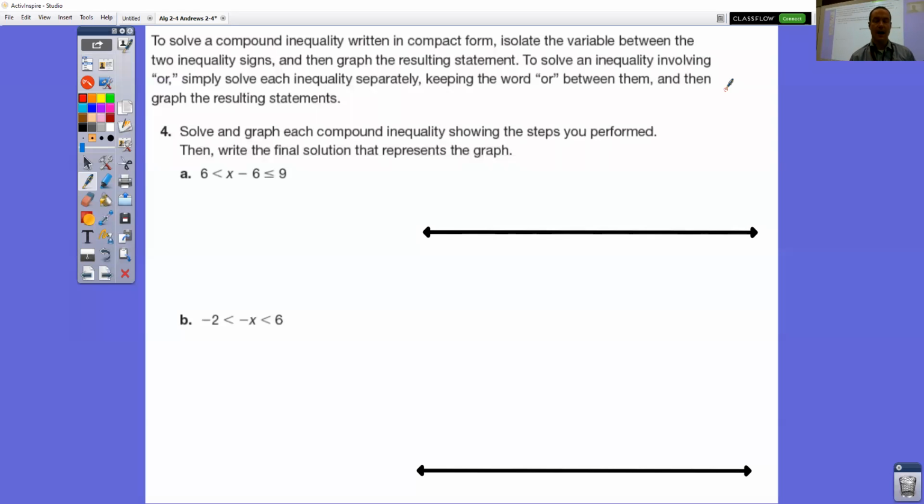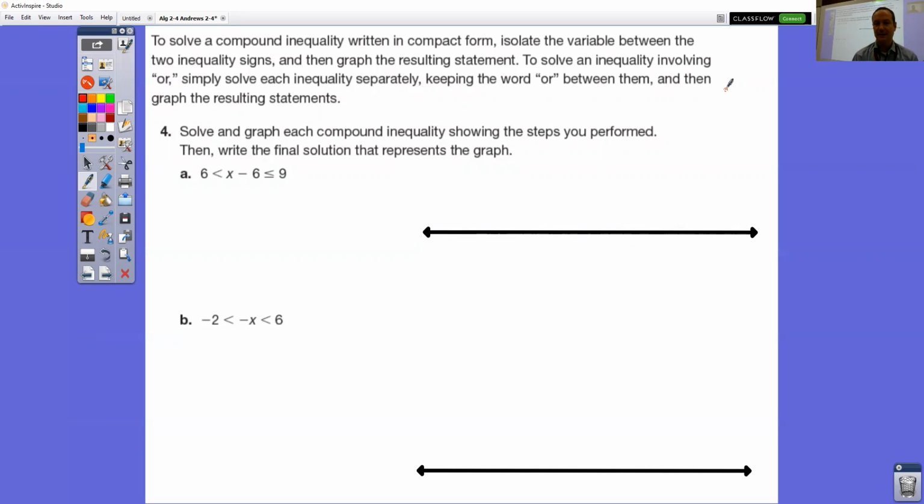This is the lesson for Algebra 2-4, day 2. So yesterday we worked on graphing compound inequalities, where you graph two inequalities on the same number line. "And" statements go in towards each other and form a solid bar across, and "or" statements go out and have the arrows going out. So today we're going to solve a compound inequality and then graph it.